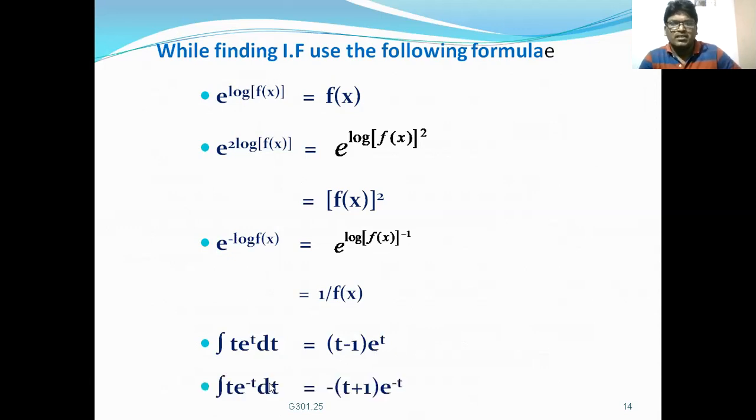Here c is the integration constant. If the exponential function is e power minus t, you will get a minus sign, then t plus 1 into e power minus t; the minus is taken common from this expression. If it is a positive exponent, e power t, you will get t minus 1 into e power t. If it is e power minus t, you will get minus of t plus 1 into e power minus t. These formulas you will get in the session; directly you have to write like this.